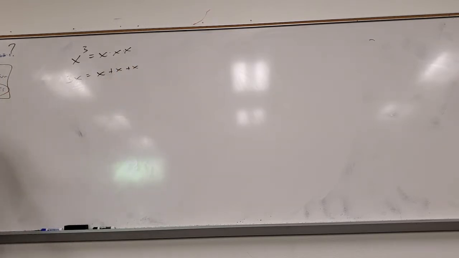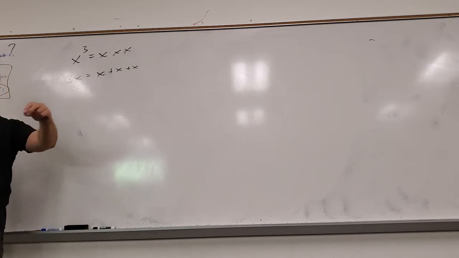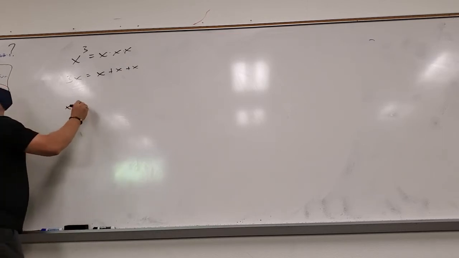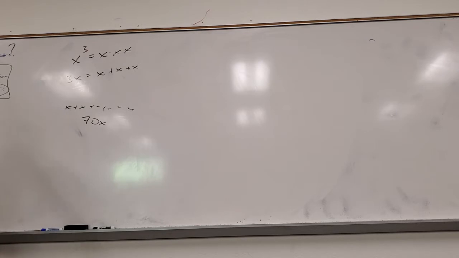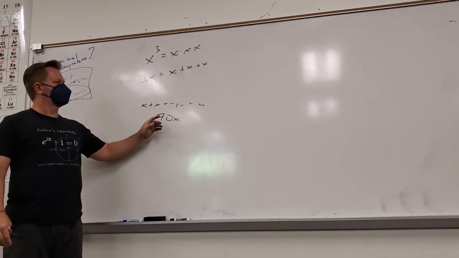So sometime in history, somebody is writing a bunch of x's and they're like, oh my god. So let's say they had 70 x's. They're like, let me just put a 70 in front. There, that's 70 x's adding. Right? You guys with me?